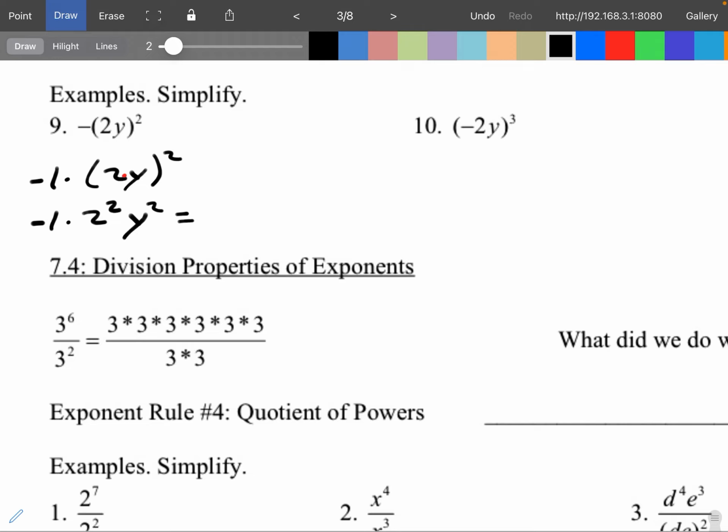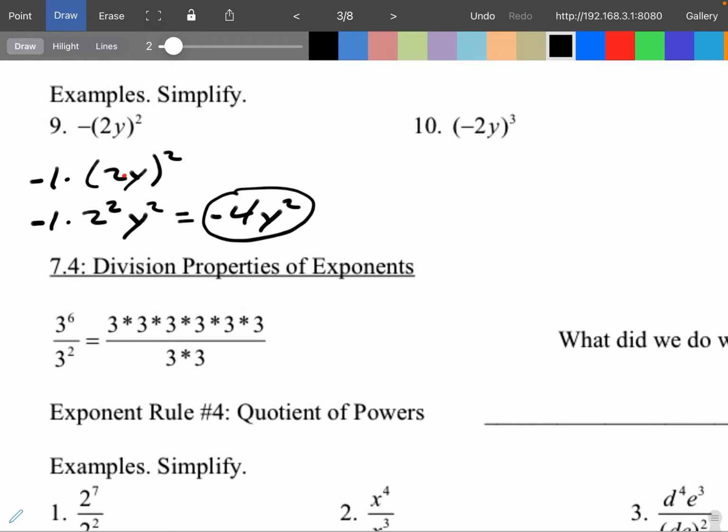Well, what's 2 to the 2nd power? What's 2 squared, guys? 4. That's 4. So that we can do. Like if it was 2 to the 8th power or something, you would just leave it as 2 to the 8th. But you know what 2 squared is. That's just 4. So we got negative 1 times 4. Well, that's a negative 4. And then we also have a y squared there. So that's it for that one.